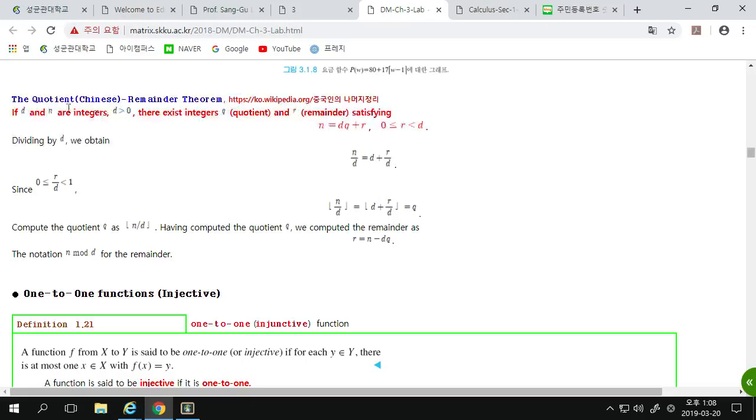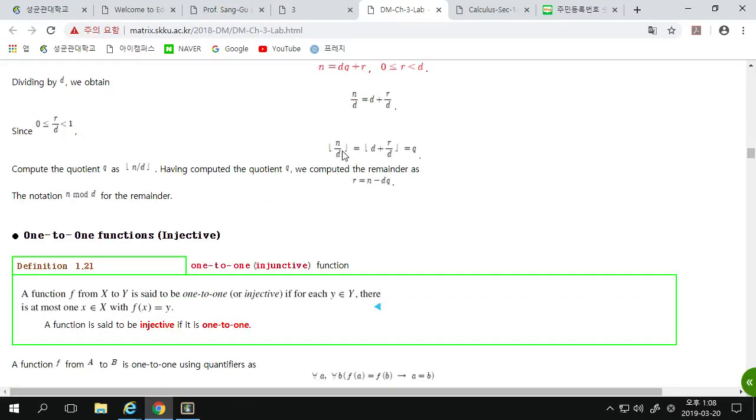And the quotient and remainder theorem, we have learned this. If the integer n is divided by d, you obtain this. And here, if we use the floor function, we can compute q as the floor function of n over d. Then, having computed the quotient, we compute the remainder like this.